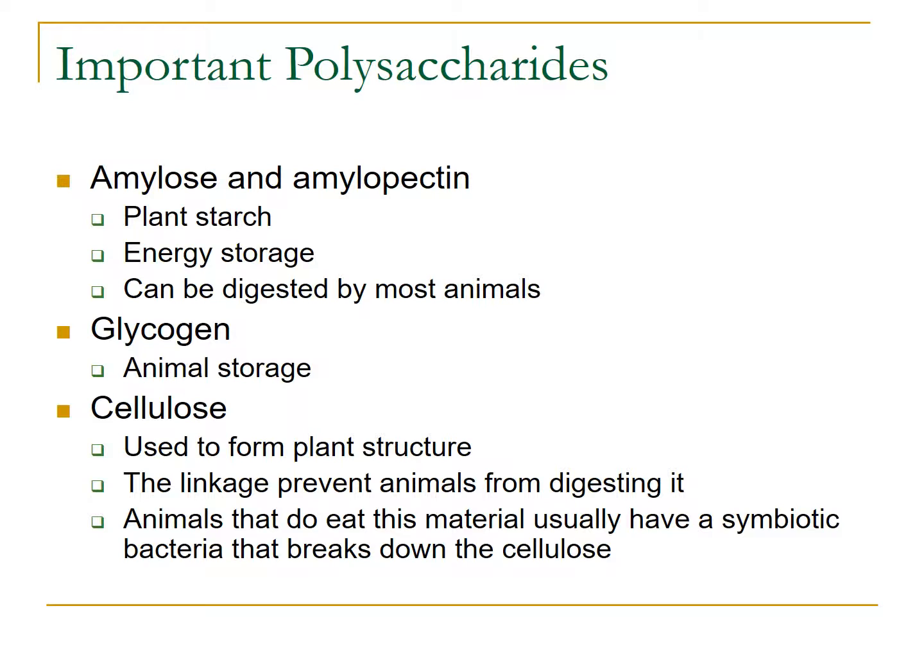Cellulose is the main ingredient in the cell wall of the plant cell, and the cellulose fibers and the cellulose material give the stiffness to a plant stem or the structure of a leaf.